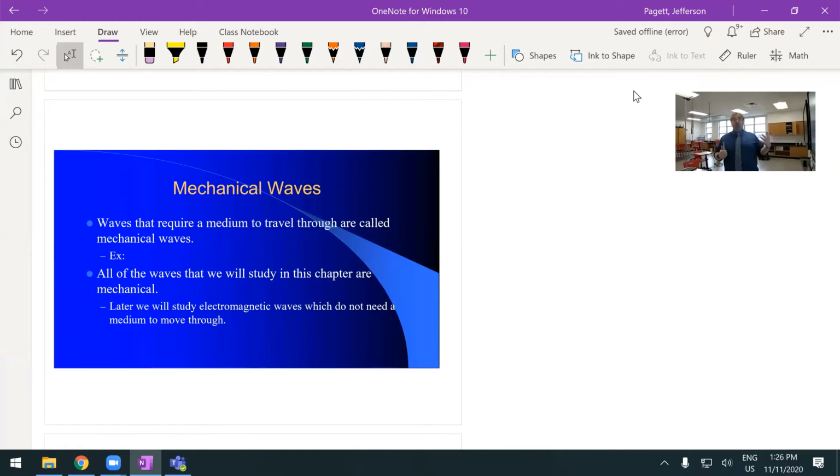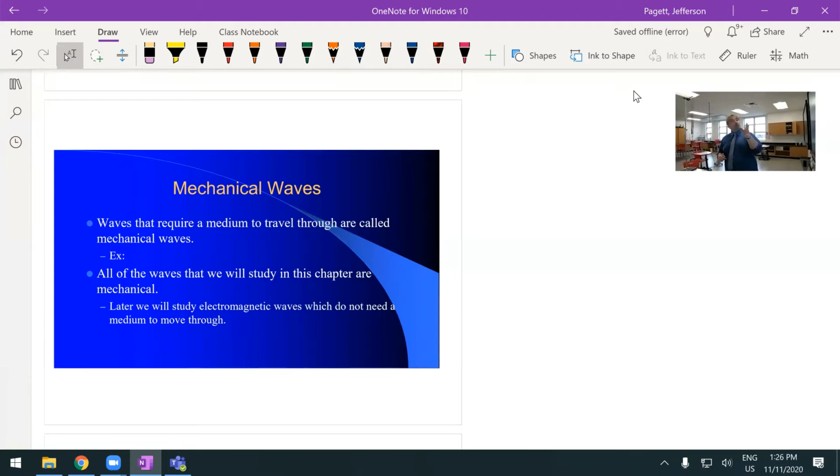We're going to focus on mechanical waves. Mechanical waves are waves that require a medium to travel through. Probably the best example is if you want to have a water wave, you need water. Without water, there can't be a water wave. With sound, you need something that can vibrate. If you want to have waves going down a spring or a string or something like that, you need that material. So we're going to deal with just those waves that require a medium to travel through.